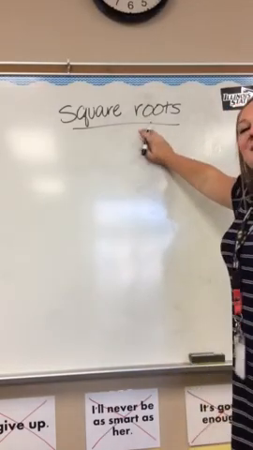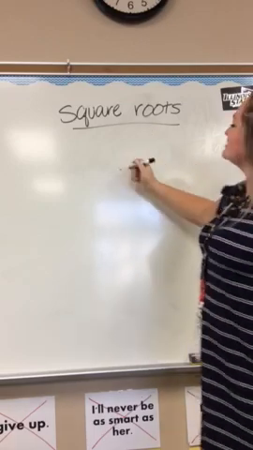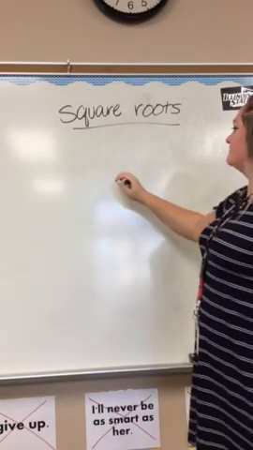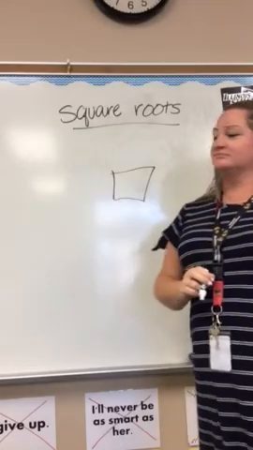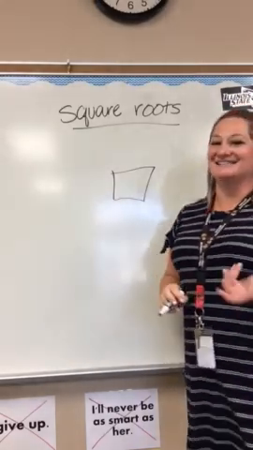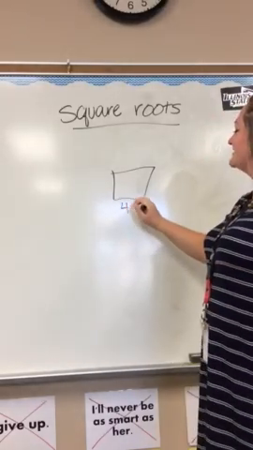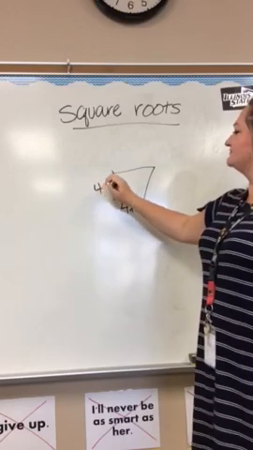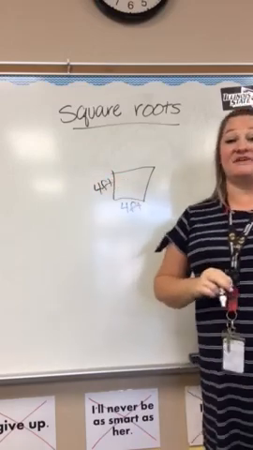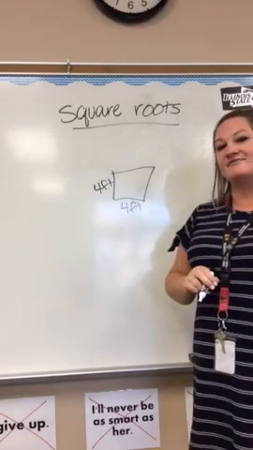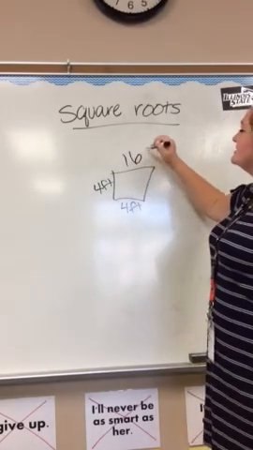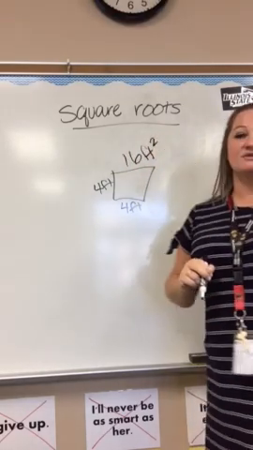I'm going to talk to you today about square roots. So first of all, let's go over where it got its name. So when we think about a square, that's a square. And let's say this square is 4 feet by 4 feet. Okay, if I was going to find the area of this square, it would be 16 square feet.